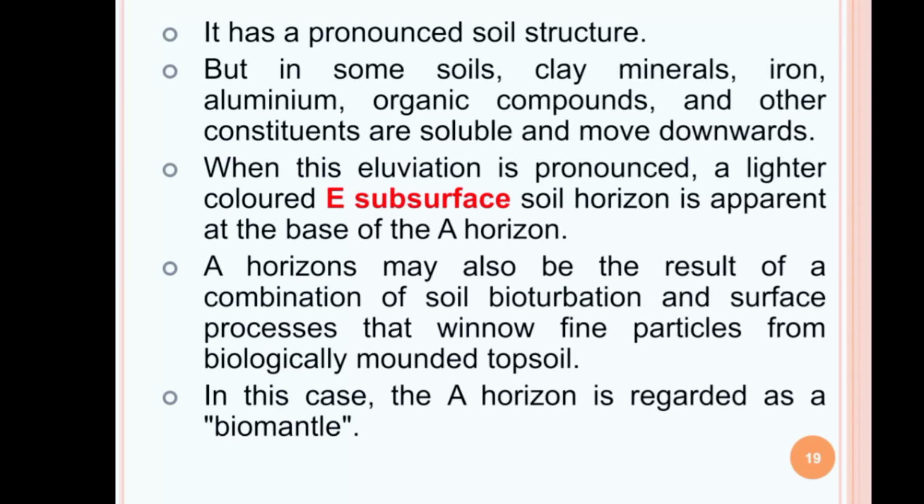It consists of the following horizons: the O, the organic surface layer; A, surface soil; E, subsurface; B, subsoil; C, substratum; and R, bedrock. When we say O horizon, it is the organic layer. It is the topmost layer of the soil, mostly made of organic material like leaves, twigs, and other plant residues.